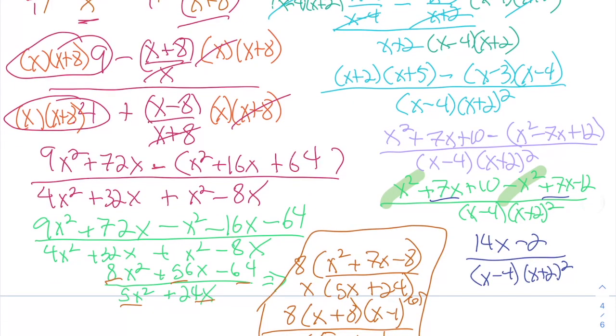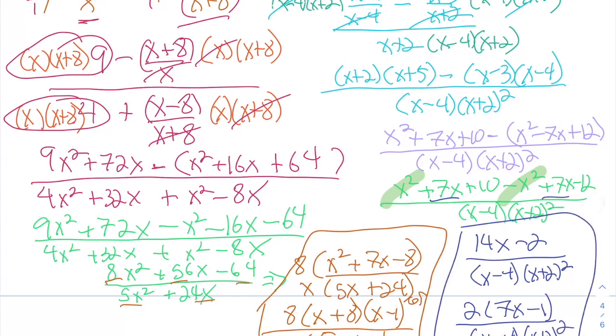and we could go a little further if you wanted to. Take out a common factor of 2, and I have 7x minus 1 all over x minus 4 times x plus 2 squared. Okay. All right, so that was it.